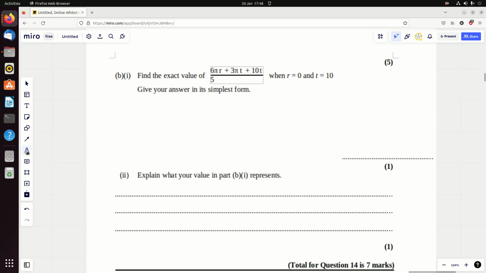Okay, next one. Find the exact value of this when r is 0 and t is 10. Okay, exact.